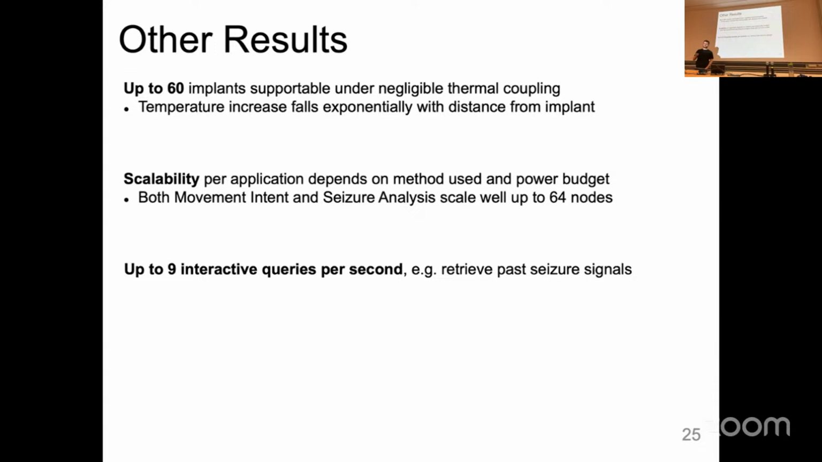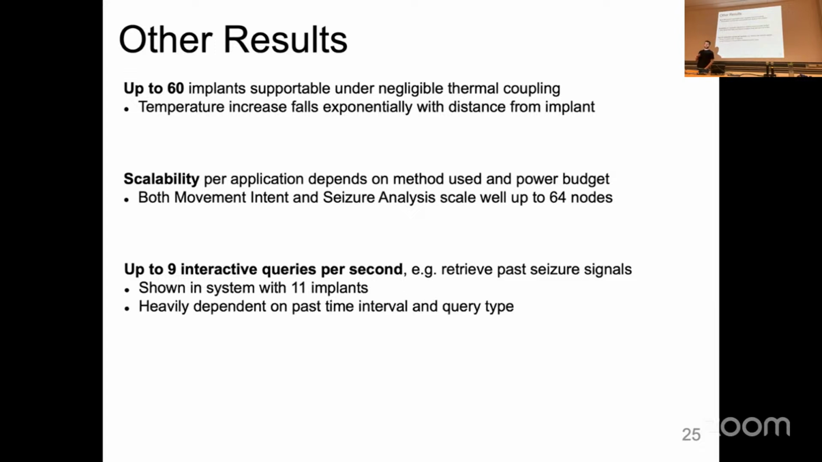Then up to 9 interactive queries per second can be supported. This would be, for example, a clinician retrieving past seizure signals over a given time interval. This is shown in a system with 11 nodes, just like the architecture comparison, and it heavily depends on the past time interval that you want to retrieve data from and the query type. Also important here is that while doing these queries, everything else should still be running.